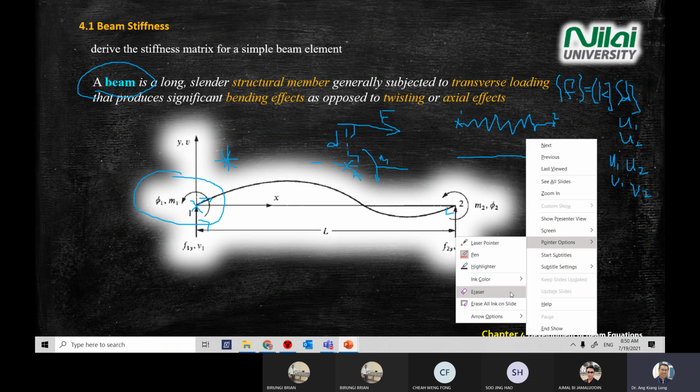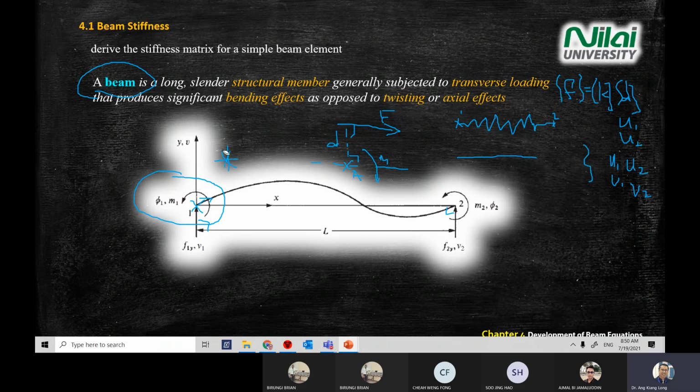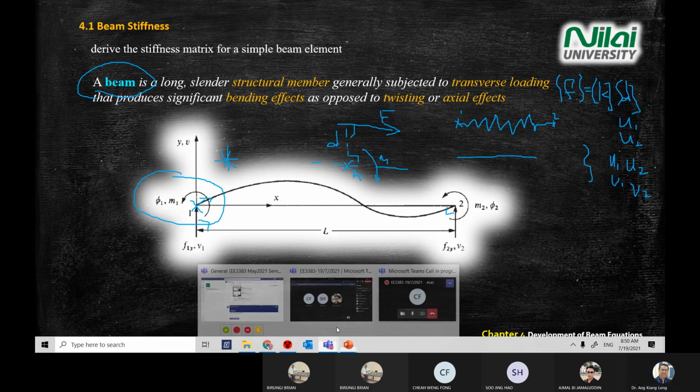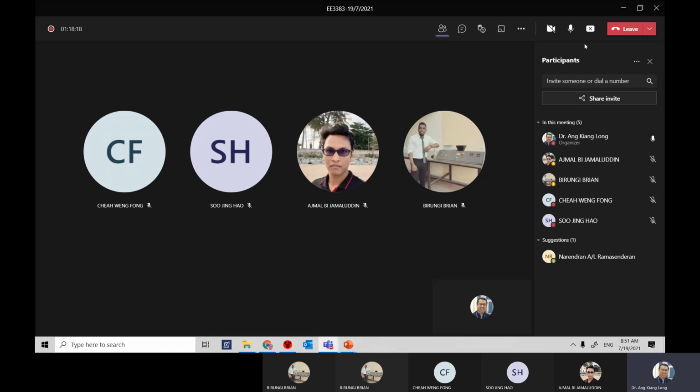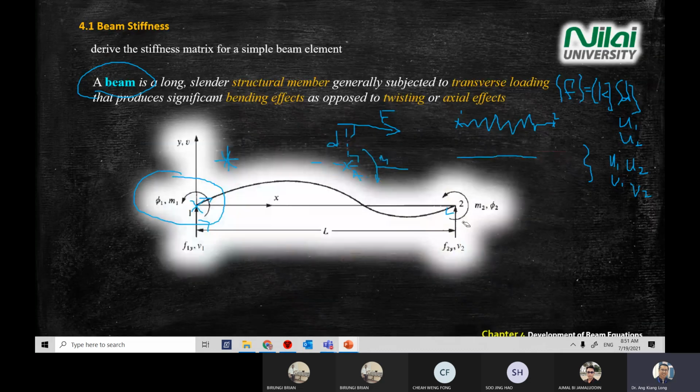So I hope all of you understand the differences between the previous chapter and this chapter. All right. Let me check the attendance again. Okay, Brian is here. Brian, when you logged in, what did we discuss just now? So you're discussing the spring, the beam, and the bar.